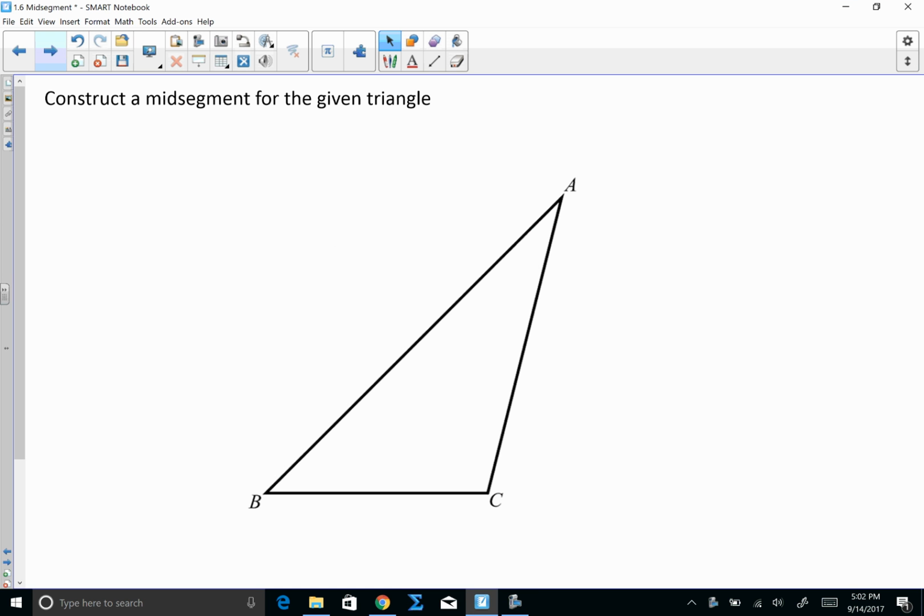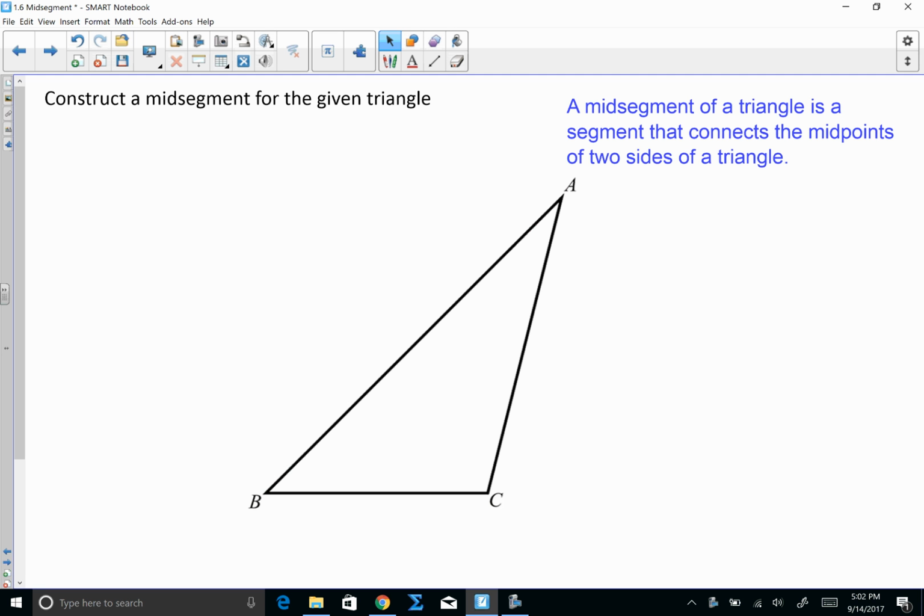Now, to construct a midsegment from the given triangle, first we need to know what a midsegment is. The midsegment of a triangle is a segment that connects the midpoints of two sides of a triangle. So, as a construction, we need to first find the midpoints of any two sides of your triangle. Then all we need to do is connect those points, and we have a midsegment.